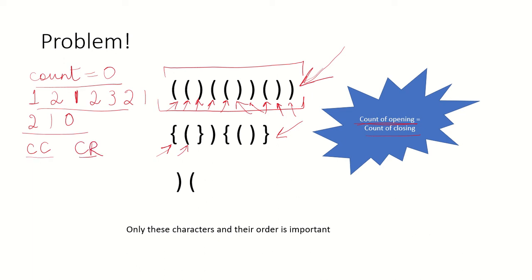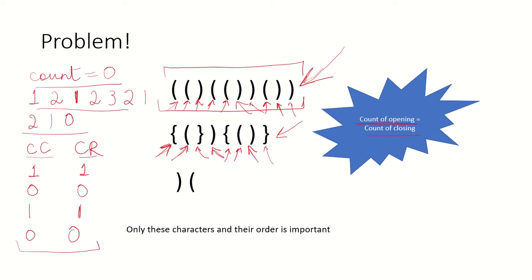So let's say count for curly and count for round bracket. Initially both are 0. So curly bracket opening, so this becomes 1. Round bracket opening, so this becomes 1. Curly bracket closing, so 0. Round bracket closing, so 0. Curly bracket opening 1. Round bracket opening 1. Round bracket closing, so 0. Curly bracket closing, so 0.